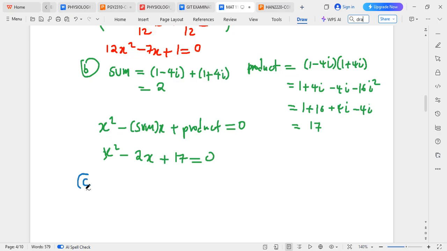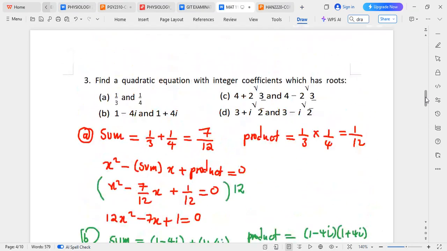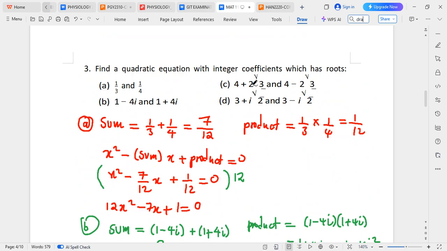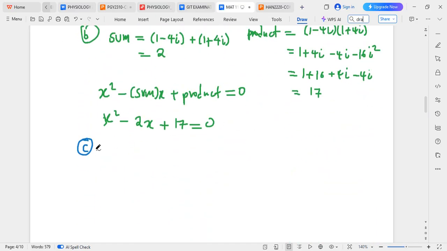And then for C, let's look at the roots that we have. This is supposed to be 4 plus 2 root 3 and then 4 minus 2 root 3. So the sum is going to be equal to 4 plus 2 root 3, add 4 minus 2 root 3.